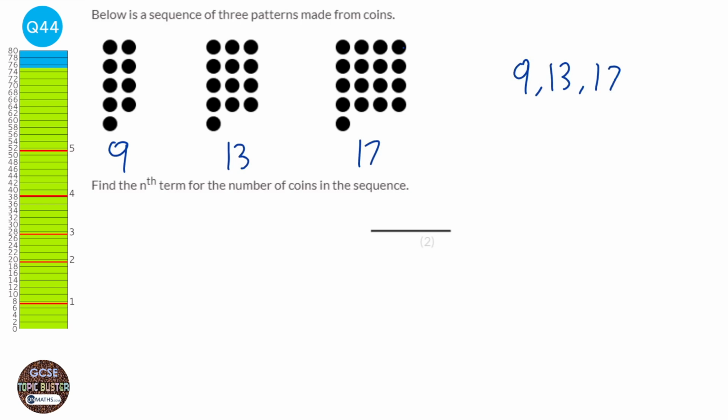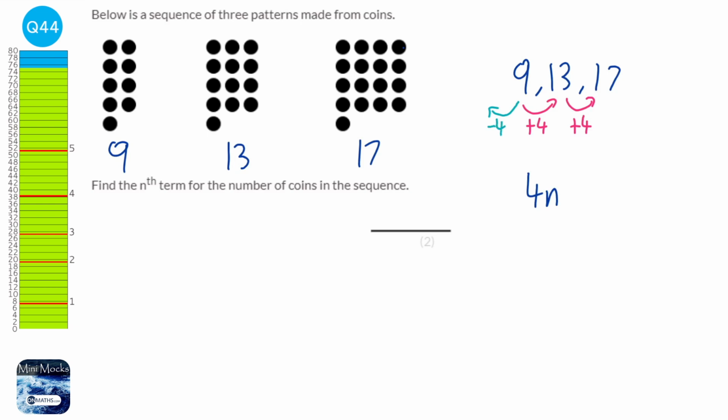And we're going to see what it's going up in. So we're adding 4 each time. And that means our sequence will involve 4n. And then what we do is we go backwards 1 to find the 0th term. So we're going to take away 1.